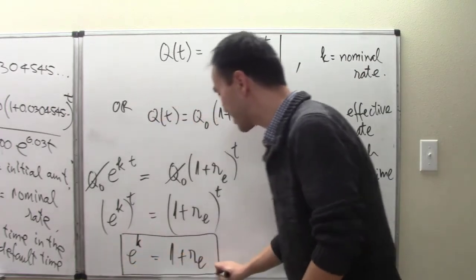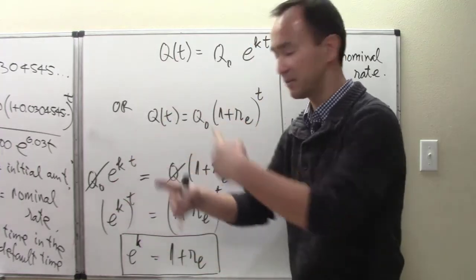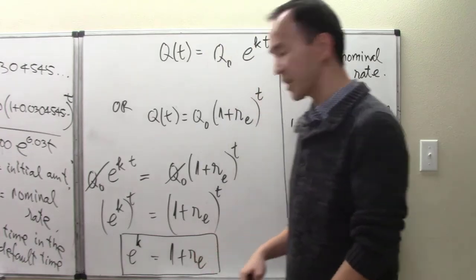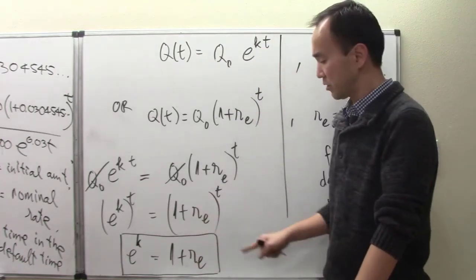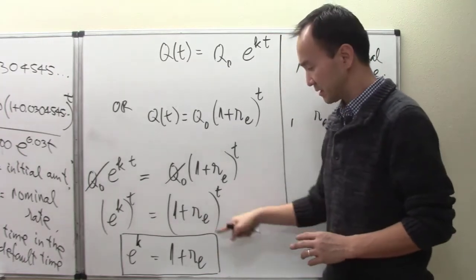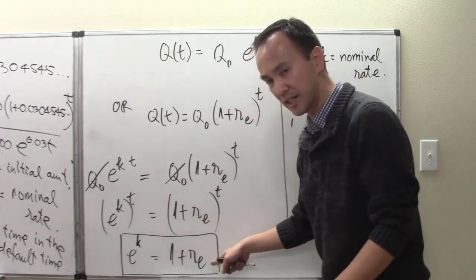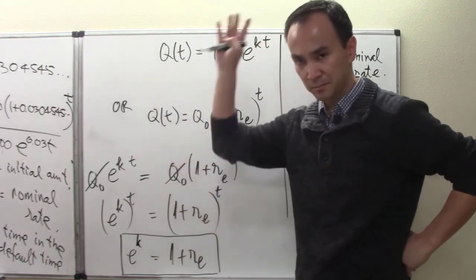With this relationship, it allows us to easily interchange between base e and the base that involves the effective rate. So we come up with this important relationship that points out how base e relates to the base involving the effective rate. So this k again is permanently that.